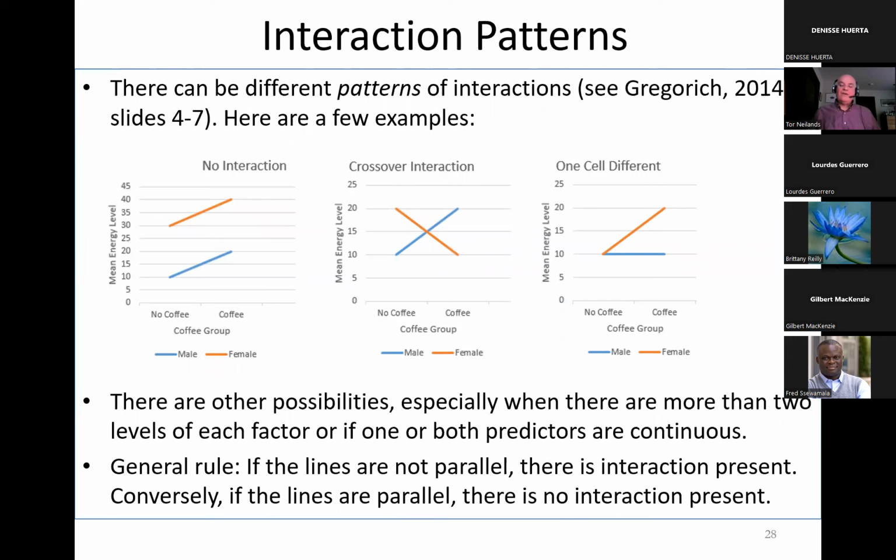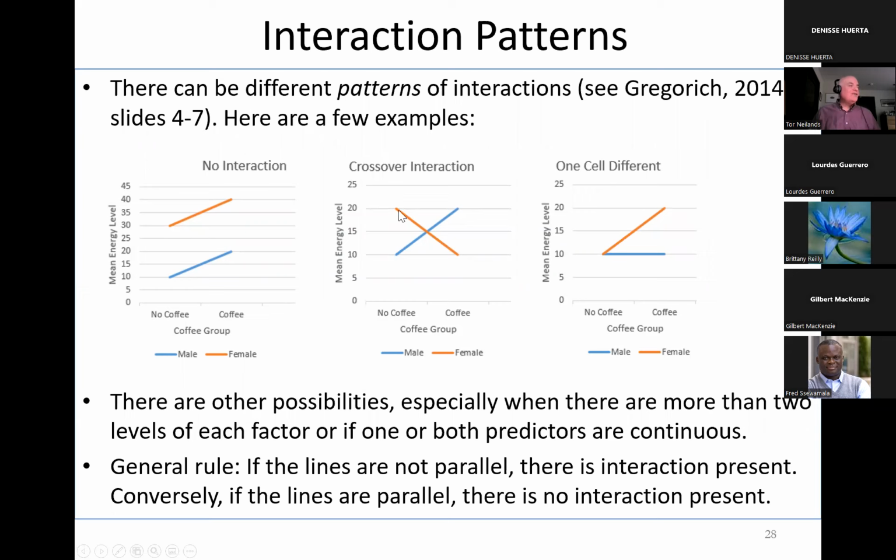And it's worth thinking about when you think about interactions that there can be different patterns. And here are a few examples, a little trivial example. If we look at mean energy level reported by people who consume no coffee versus coffee, in this first panel, if we consider like male and female subgroups, we could have a parallel line here where each gender is increasing by 10 units. It's just where they start and where they finish are shifted by an equivalent amount. 10 unit increase for men, 10 unit increase for women. It's just women start higher and finish higher.